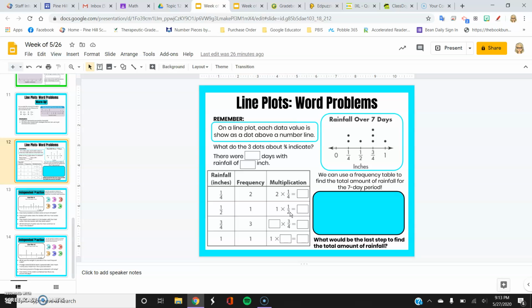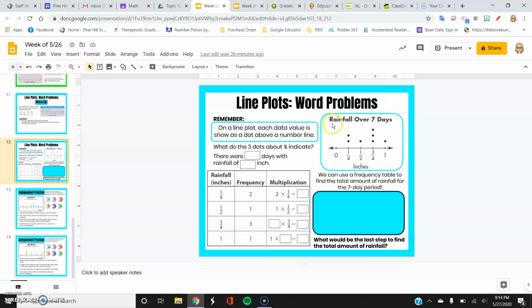So you should have this. We're going to do this problem together. So what we're going to do is use a frequency table to find some information. So let's remember that on a line plot, each data value is shown as a dot above a number line. So here are my dots above my number line, and this is every single value.